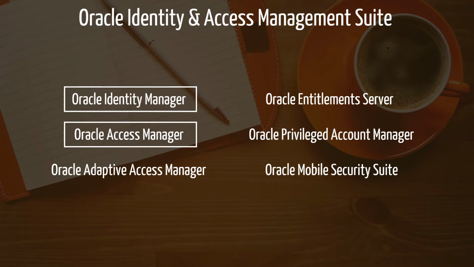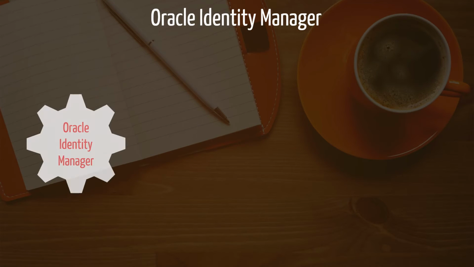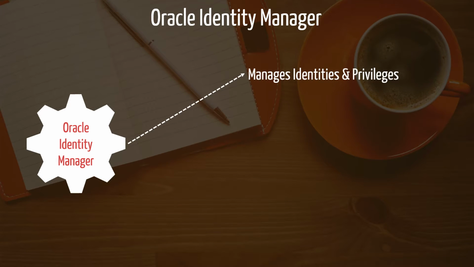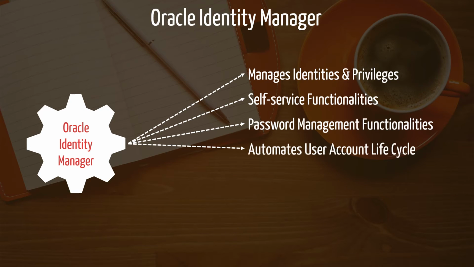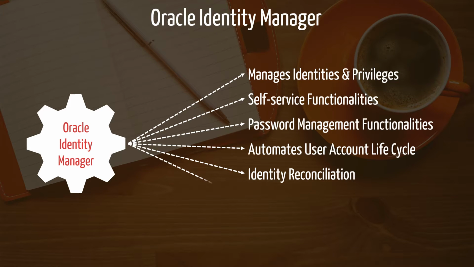Let me briefly tell you about these two components before jumping into the installation process. Oracle Identity Manager is used to manage identities, that's nothing but users and their privileges. It also provides self-service and password management functionalities. And it automates the process of creating, updating and deleting user accounts, and it's capable of synchronizing identities from different sources like LDAP servers and databases. And OIM acts as a central management system from which you can manage identities from different sources. This process of synchronization is called reconciliation.